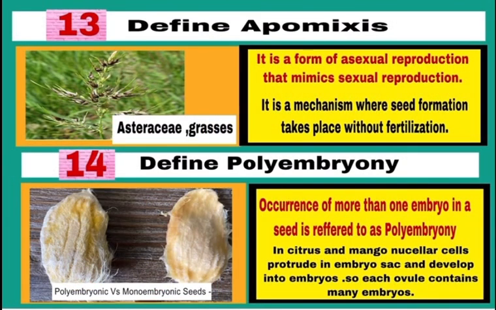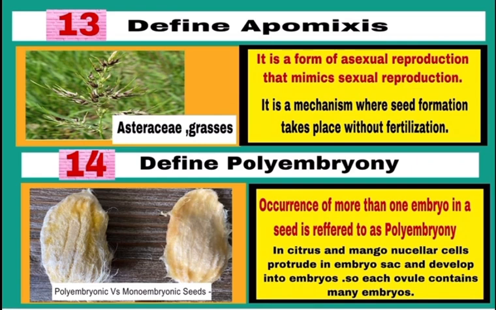13th definition, apomixis. It is a mechanism where seed formation takes place without fertilization. Seed बना है but fertilization नहीं हुआ है. It is a type of asexual reproduction but mimics sexual reproduction and it is seen in some species of family Asteraceae and grasses. 14th definition, polyembryony.